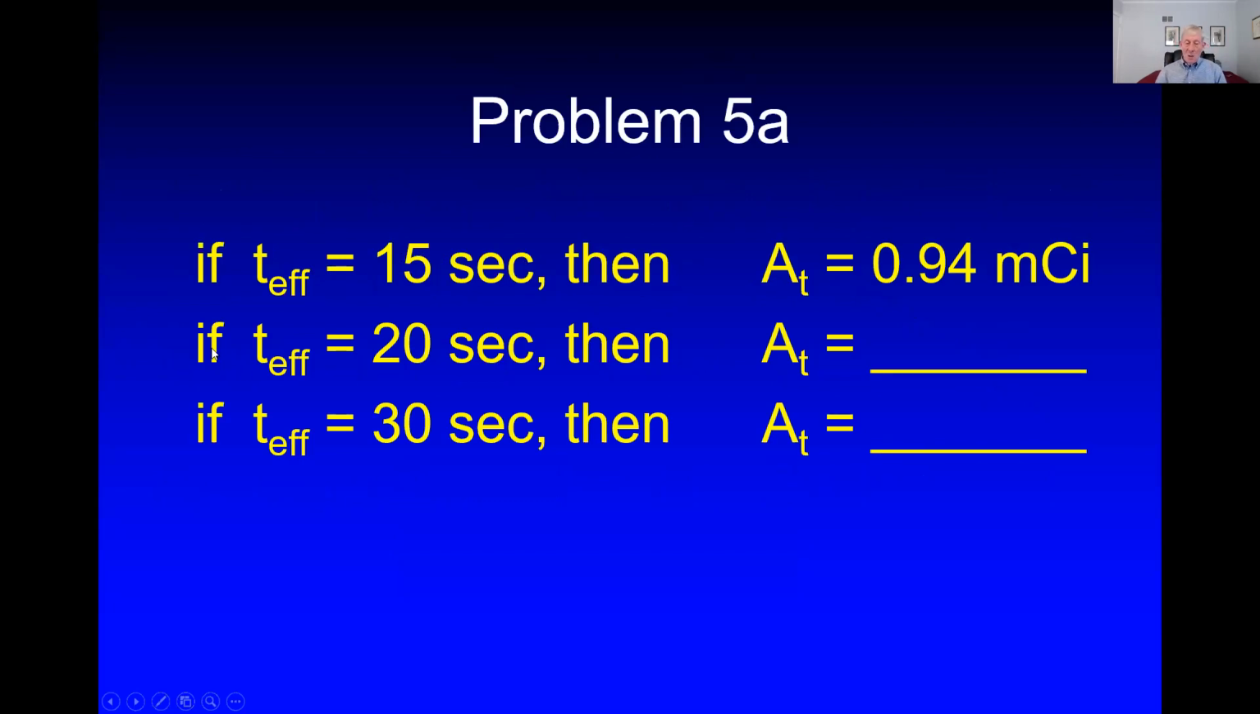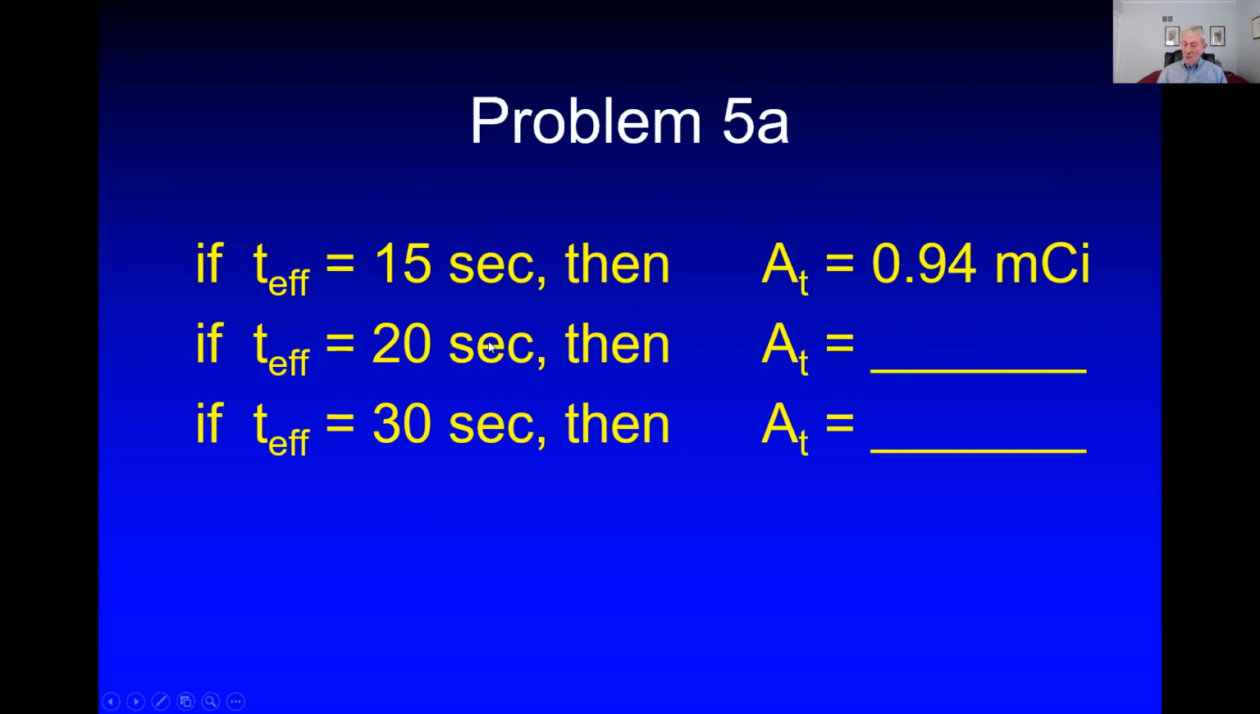But look at this. What if T effective had been 20 seconds? Okay. Then how many half-lives would have elapsed? Only 3, not 4, but only 3. What is this value here going to be? Anybody? Is it going to be half this number or double this number?